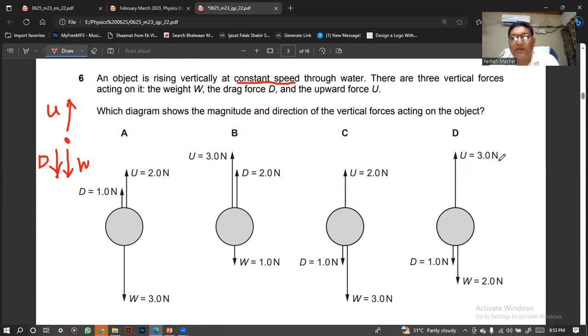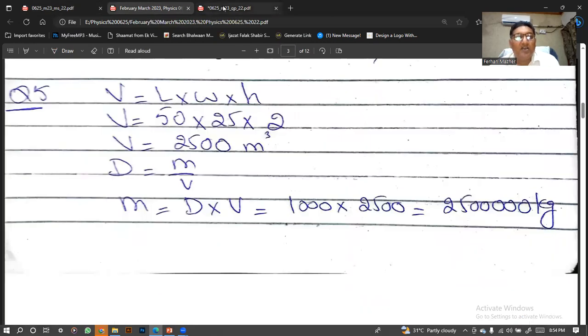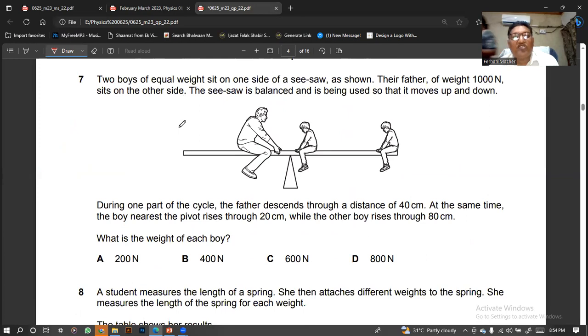Which diagram? Okay, U is upward, it's 3 newton. Downward forces are 1 plus 2, 3 newton. So I think D is the right option, sir. Question number 6, D is the right option, and our answer is right. Okay, so we are going to the next question, and that is question number 7.